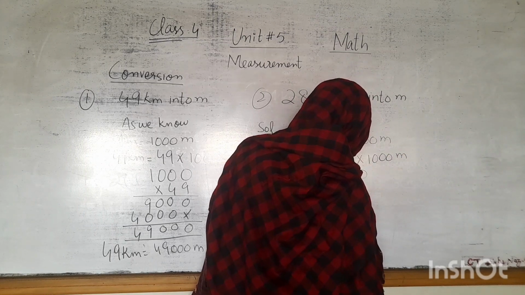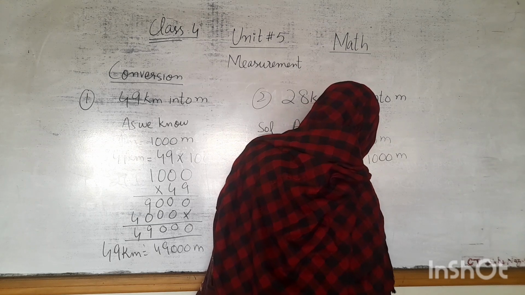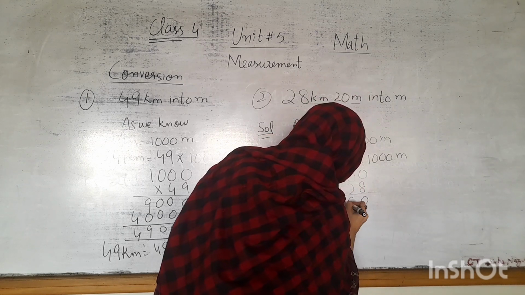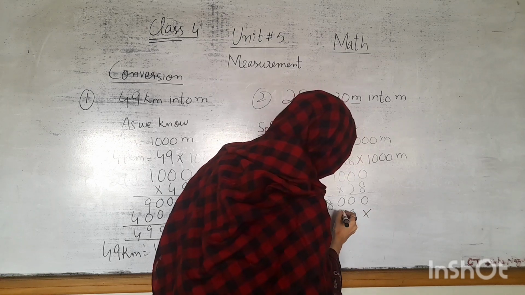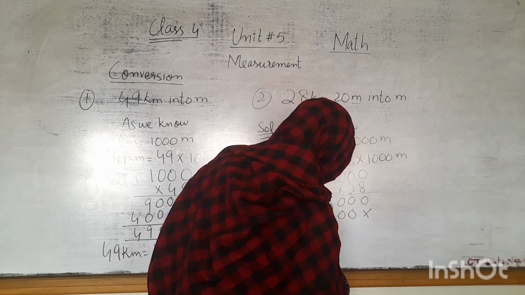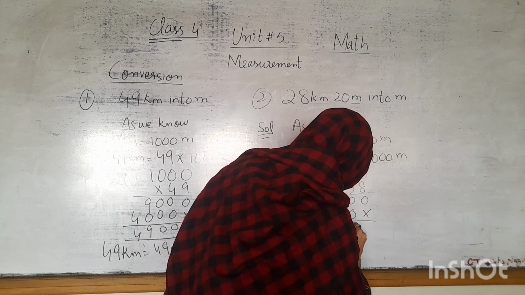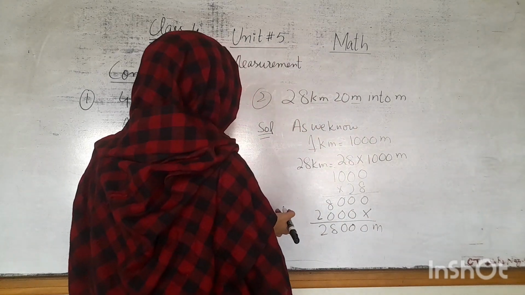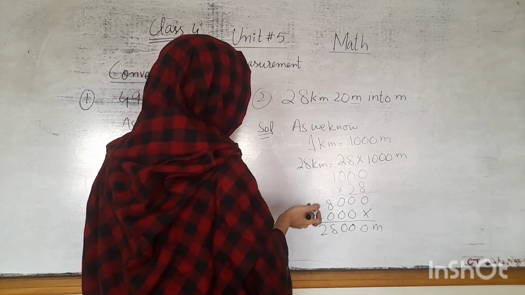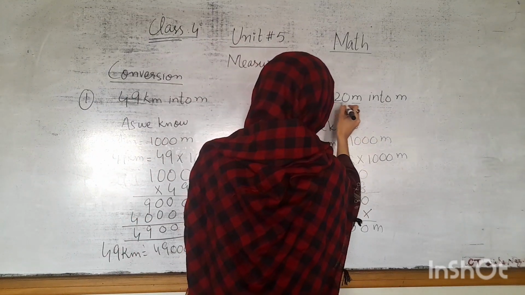Again we multiply 1000 with 28. So this is 28,000 meter. After conversion from kilometer to meter, we see we have 20 meter here.